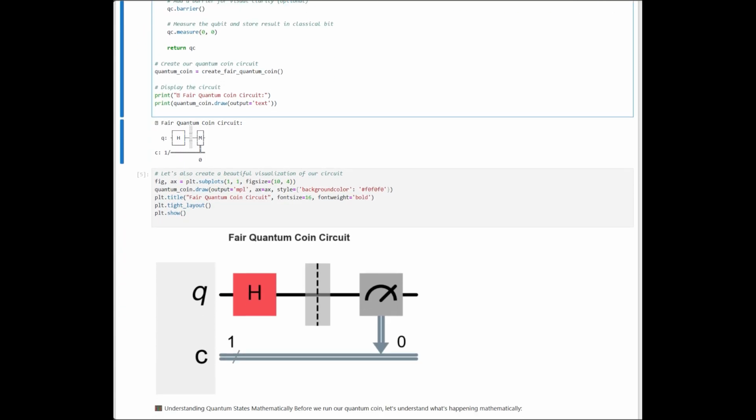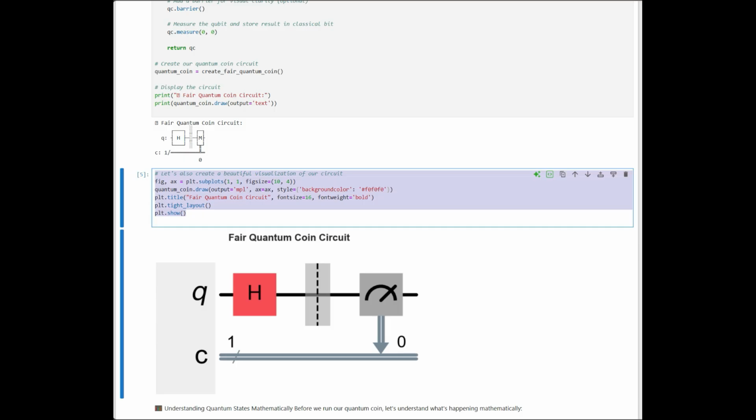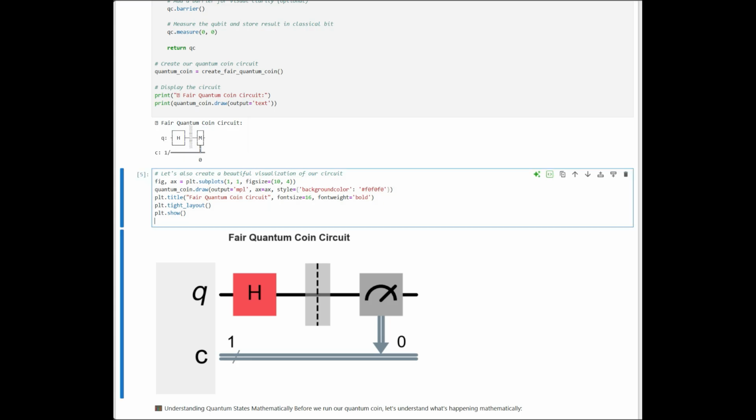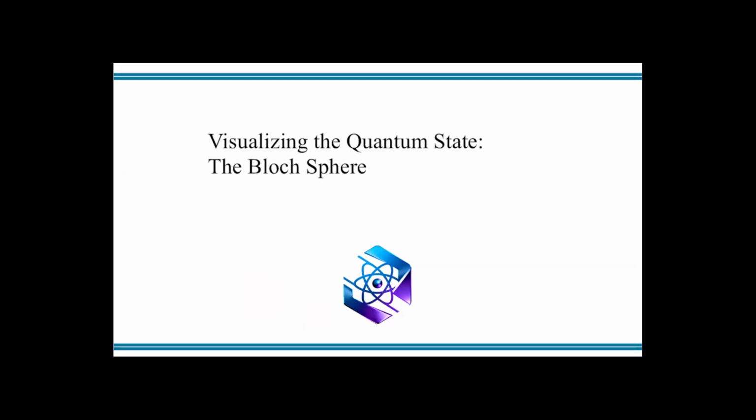And here there's another version of how you can plot the same circuit that you already created. You can get it here in plain text if you want to, but you can also get a more beautiful plot. This is one of the good things that Qiskit has, that it is quite easy to visualize.